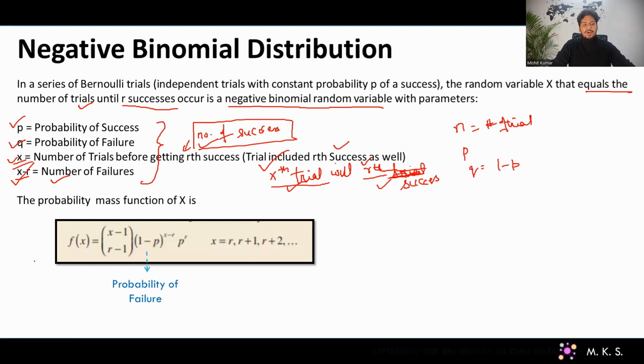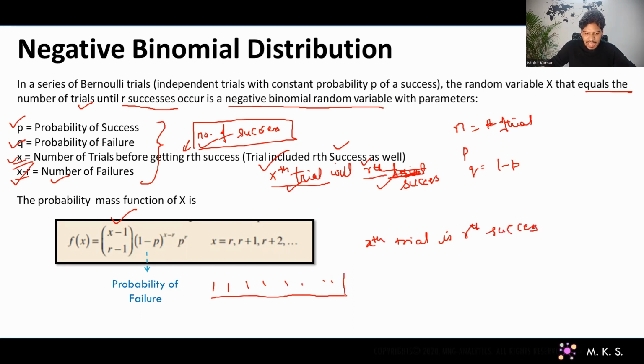Now let's build the intuition behind this formula, guys. Like we did in the binomial distribution, the same intuition we will build here. We know every trial is independent of the other trials, right? Now, the first part, if you remember from your binomial, was nCr, right? So here it's the combinatorial part. Out of X trials, we know the Xth trial is a success, which is your Rth success. We already know that.